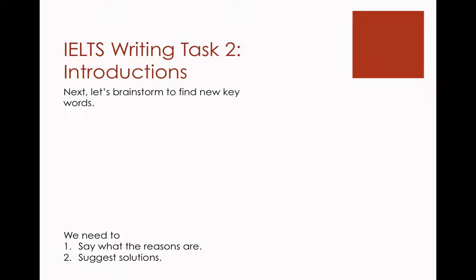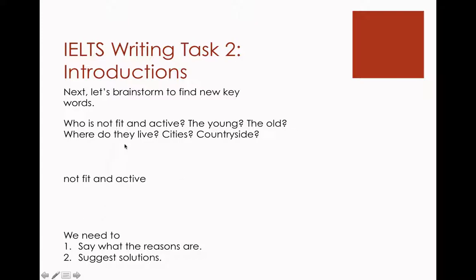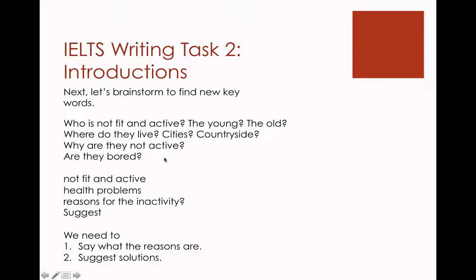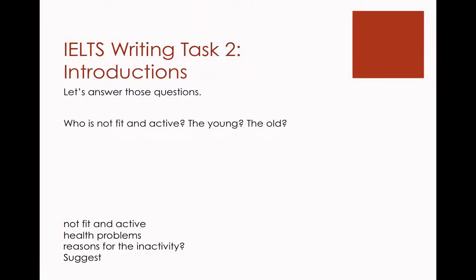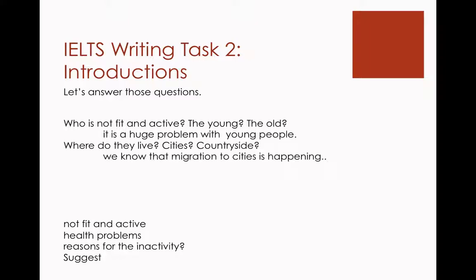Now, let's brainstorm to find some new keywords. Not fit and active. So we want to know who is not fit and active, the young or the old. We want to know where do they live, in cities or in the countryside. Why are they not active? And are they bored? So let's answer those questions. Who is not fit and active? It's a huge problem with young people. Where do they live? Cities and countryside? Yes, we know that migration to cities is happening. So migration means they're moving from the countryside to the cities. Usually in the countryside, they don't have this problem.